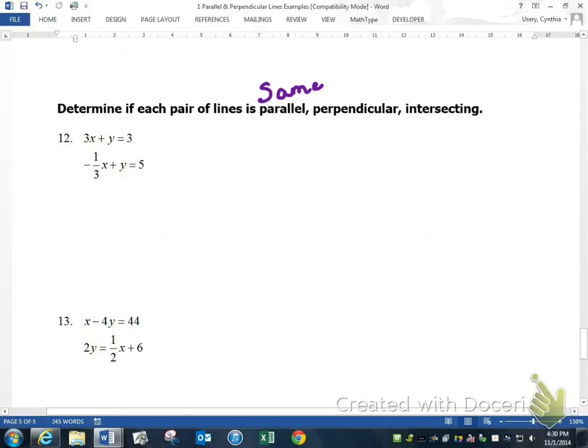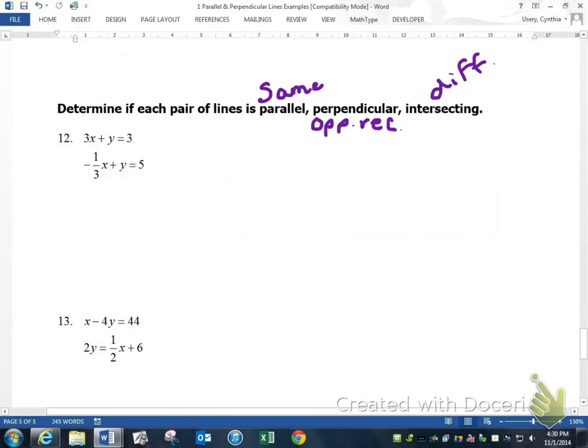If my lines are going to be perpendicular, the slopes are not going to be the same. They're going to be opposite reciprocals. And if they're just intersecting, they're not going to be the same, and they're not going to be opposite reciprocals. The slopes are just going to be different, but not opposite reciprocals. So let's look at each of these.